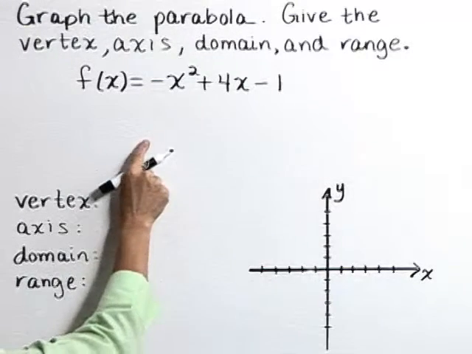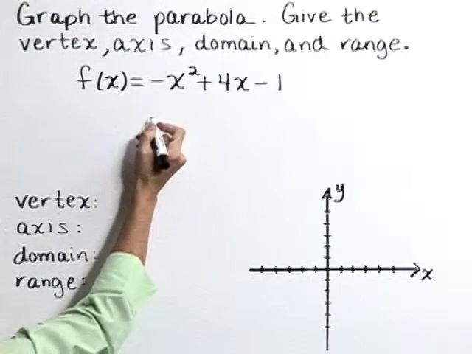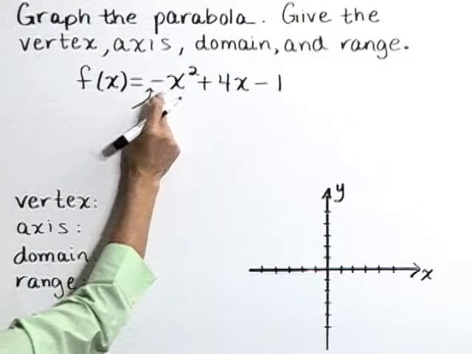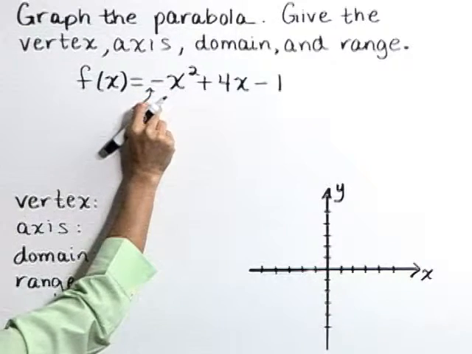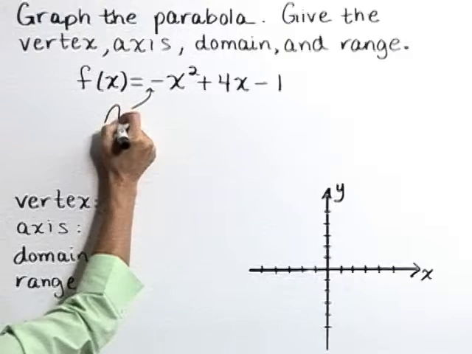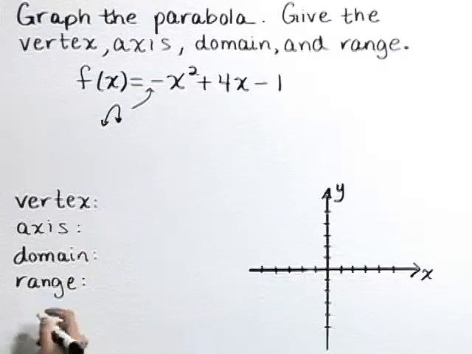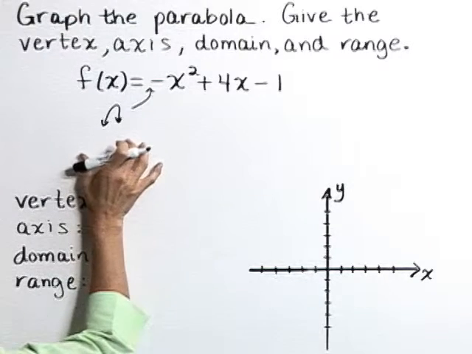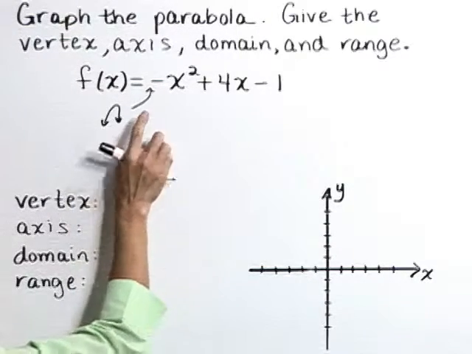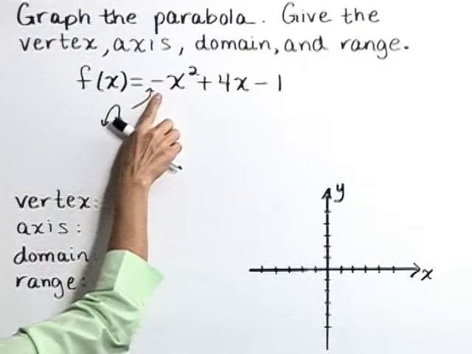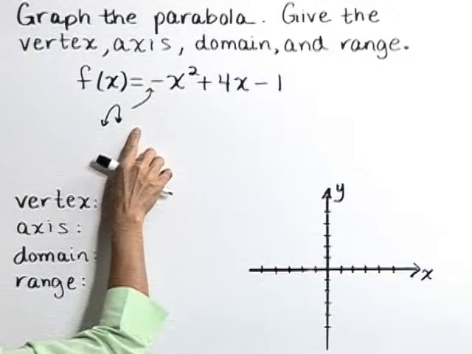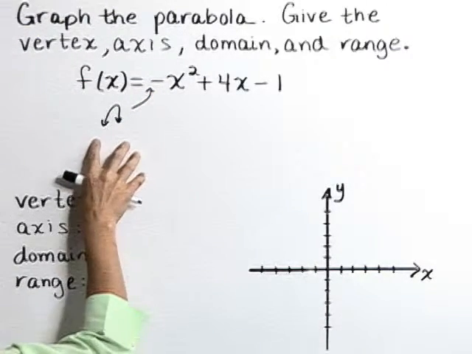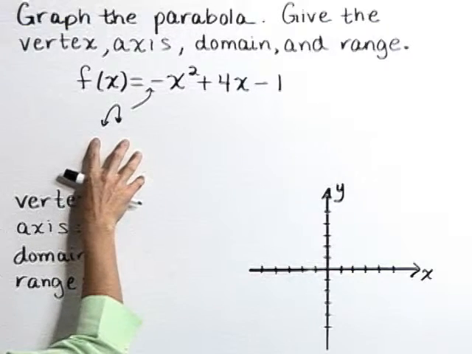Let's start by making note that, yes, this is indeed a parabola. Notice that our leading coefficient is a negative sign. Therefore, this parabola is going to open downward. It's going to have the same basic shape as our function f of x equal x squared as well, because the absolute value of this coefficient is equal to 1. So it opens downward, with the same basic shape as f of x equal x squared.